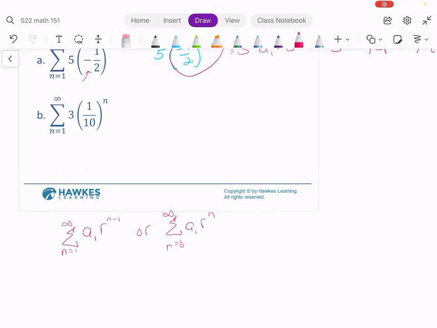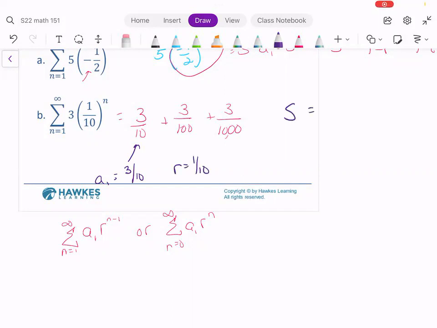So we need to write out the first few terms to identify the first term in the series and the common ratio. So if I write out when n is 1, I get 3 times 1/10, so I get 3/10. When n is 2, I get 3 over 100. When n is 3, I get 3 over 1,000, and so on. From this, we can see that a sub 1 is actually 3/10. So be careful how these are written. And we can also see that r is going to be 1/10.